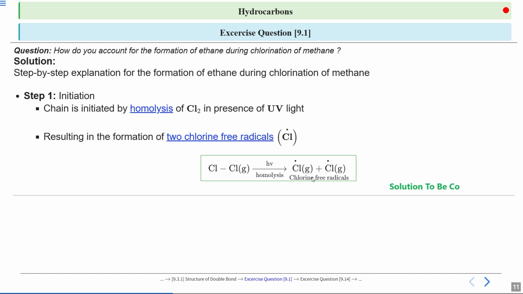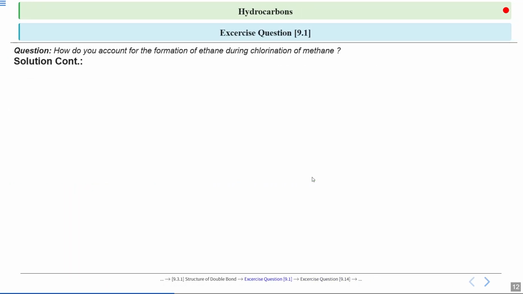Continuing with the solution. So we have seen the initiation part. Now moving on to the propagation. So the second step in this process is called propagation. This is where the reaction really starts to build momentum. We will see how the free radical plays a crucial role here.